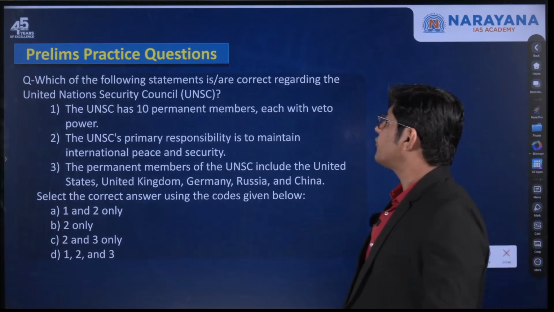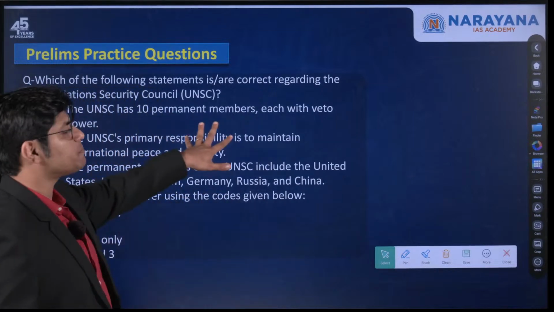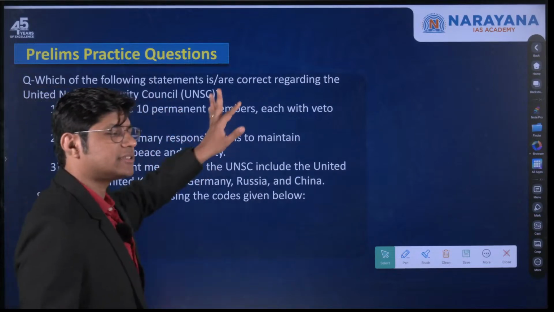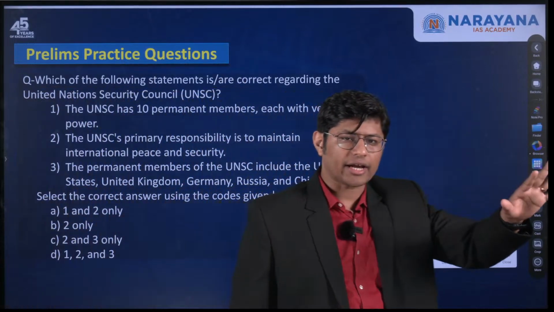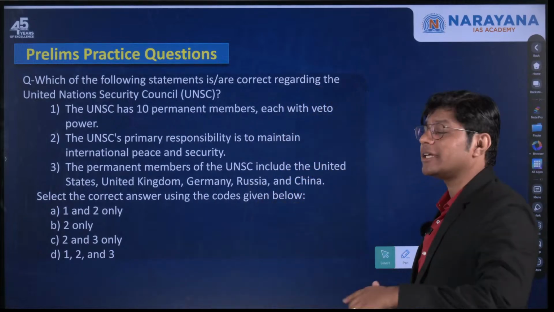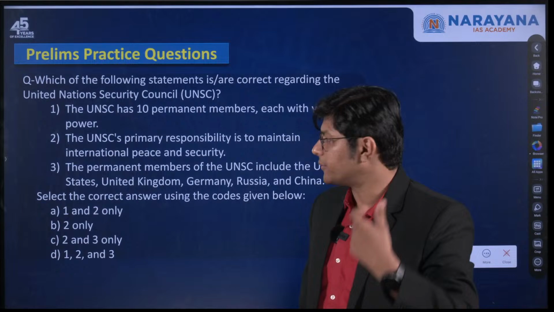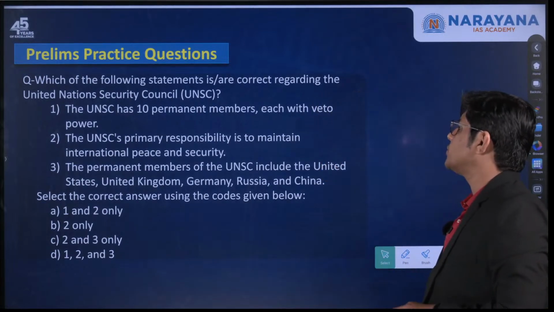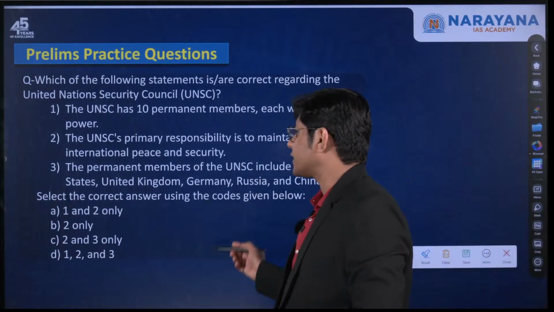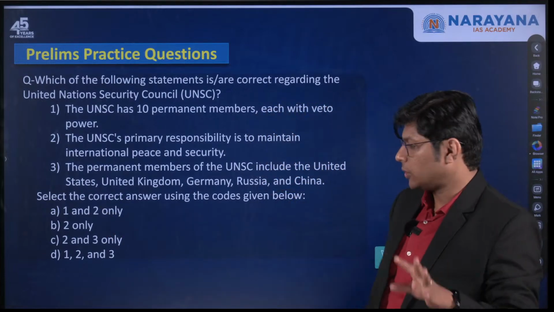The next: which of the following statements are correct regarding the UNSC? The UNSC has 10 permanent members, each with veto power. Incorrect. The UNSC has 15 members, out of which 5 are permanent members. The second one, the UNSC's primary responsibility is to maintain international peace and security. Exactly, that is the reason they are bestowed with the veto power. The third, the permanent members of the UNSC include US, UK, Germany. Germany is incorrect, which means the first and the third statements are incorrect. The answer has to be 2 only.